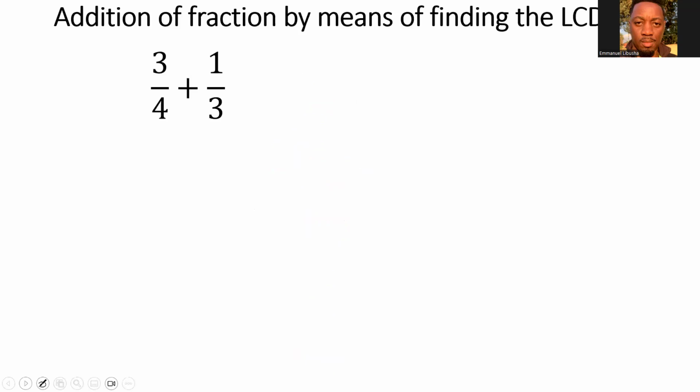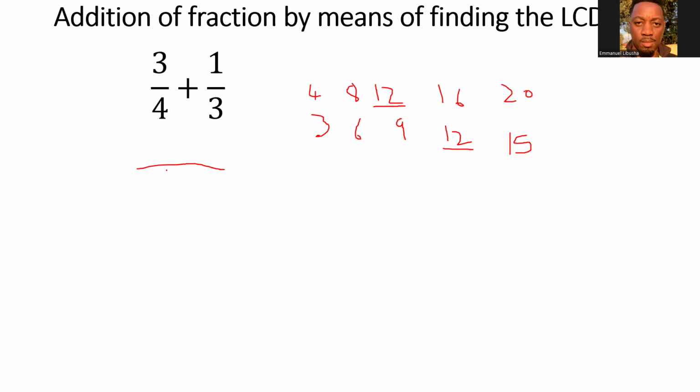Then there's the method of first finding the LCD. The LCD is the lowest common denominator. So what we work on here are the multiples. The multiples of 4 are 4, 8, 12, 16, 20, for example, and the multiples of 3 are 3, 6, 9, 12, 15, and so on. We check the first number that is the same, which is 12. 12 is the lowest number that is common to both of them, so we're going to write a 12 here.